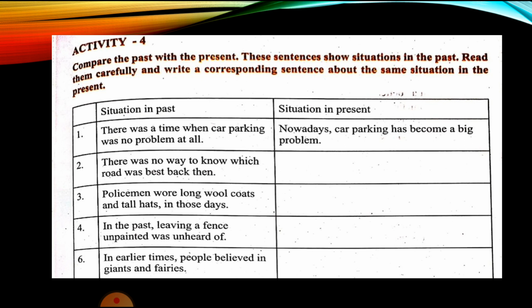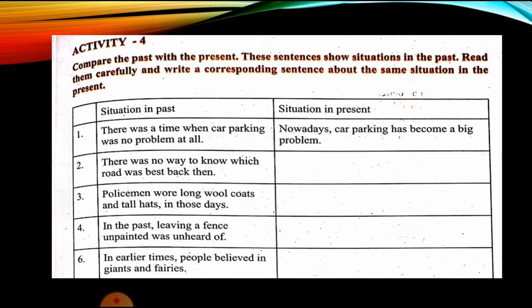And in the past, when we talk about the second sentence, there was no way to know which road was best back then. In the present situation, nowadays there are many ways to know which road is the best. And the third one, policemen wore long wool coats and tall hats in those days. In present days, policemen wear khaki or white pants and shirt with grey caps on their heads.